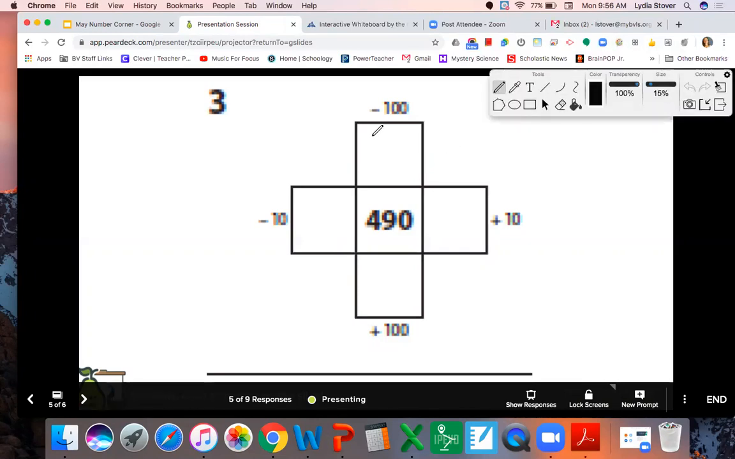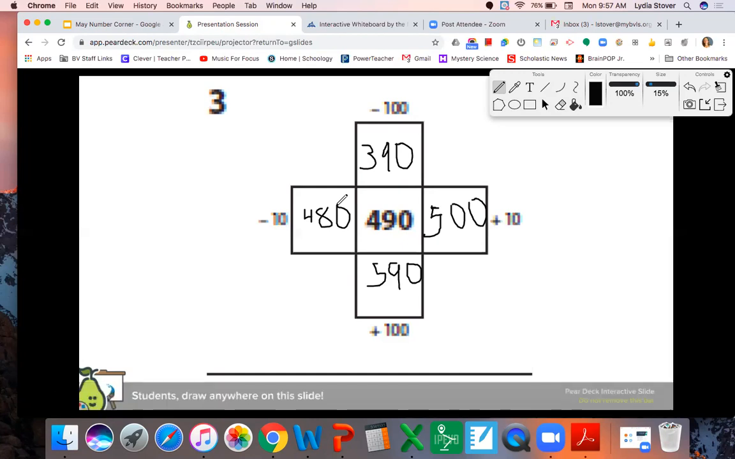Okay, so if we take away 100, that's 390. We add 100, that's 590. We take away 10, I'm sorry, we add 10. We have to actually cross over into a new 100 to have 500. And minus 10 would be 480. Looks like most of you got there. Mackenzie got a few of them on there. Good job, Mackenzie.